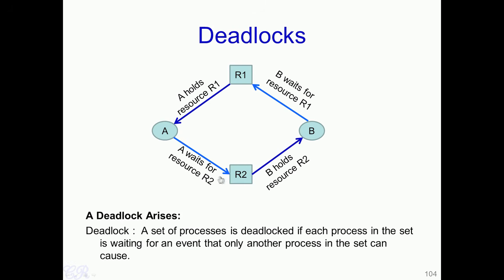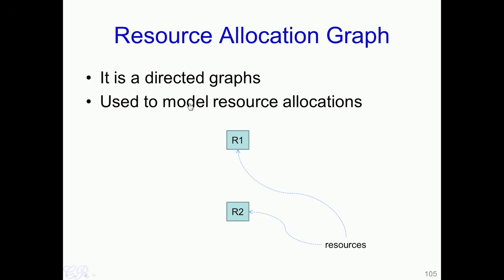Now, in order to study deadlocks, we use graphs like this. These are known as resource allocation graphs. Resource allocation graphs are directed graphs used to model the various resource allocations in the system, and thereby determine whether a deadlock has occurred or is potentially going to occur, and so on. In this directed graph, we represent resources by squares. So, R1 and R2 are resources and they are represented by squares as shown here.